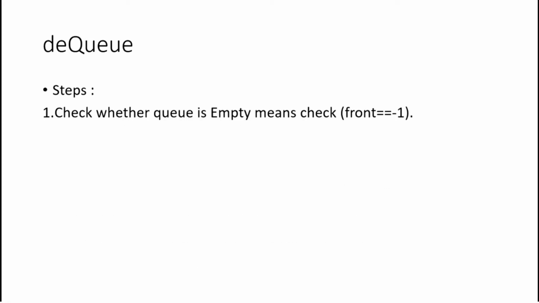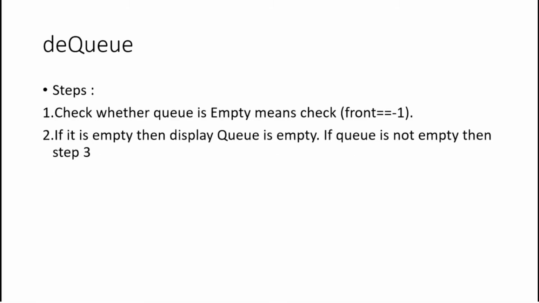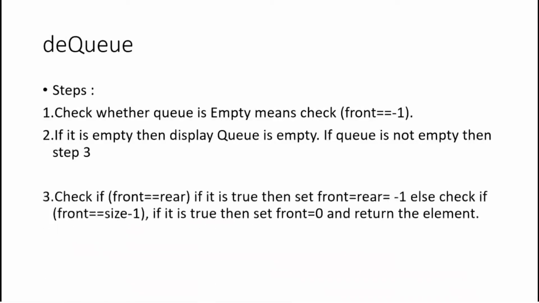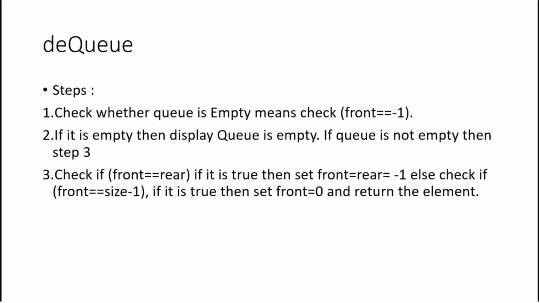And there are some steps in dequeue. First, check whether Q is empty, which means check front equals minus 1. Second, if it is empty, then display Q is empty. If Q is not empty, then step 3: check if front equals rear. If it is true, then set front equals rear equals minus 1, else check if front equals size minus 1. If it is true, then set front equals 0 and return the element.